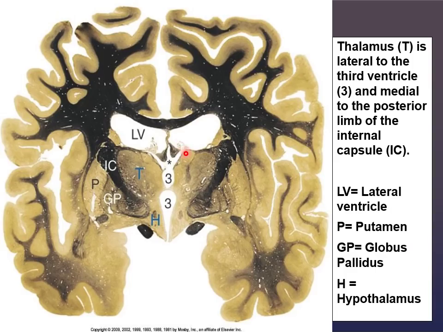And here we see in a coronal section the thalamus on each side of the third ventricle, and we see here the lateral ventricle. In addition to the thalamus, we see the internal capsule immediately lateral to it, and the putamen and globus pallidus. You see here the thalamus, and you see the hypothalamus just below it. And just lateral to the hypothalamus, we see the optic tracts that come in.